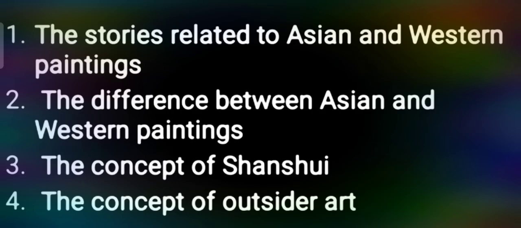Second outline is the difference between Asian and Western paintings. In the second outline, we would differentiate between Asian and Western paintings. Third outline is the concept of Shan shui. And fourth, this is the concept of outsider art. Let me tell you about each outline one by one.